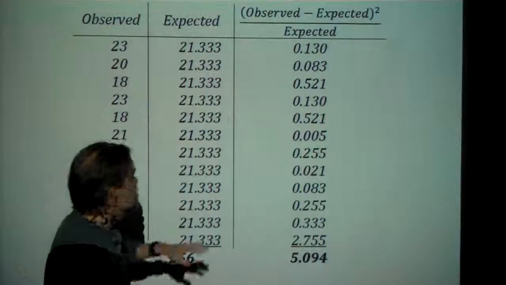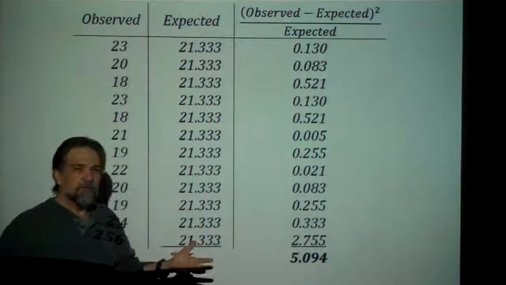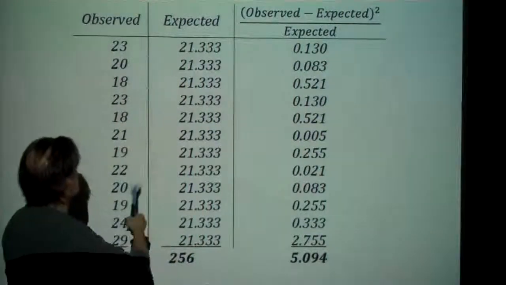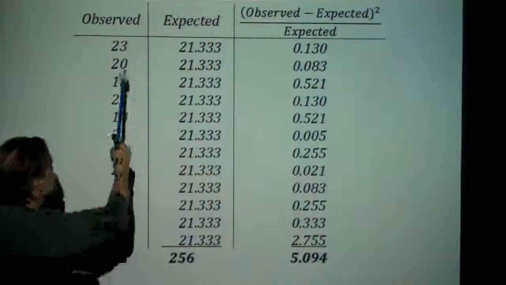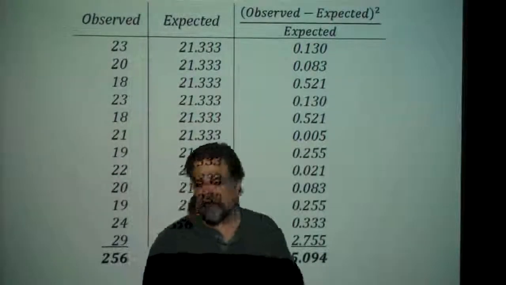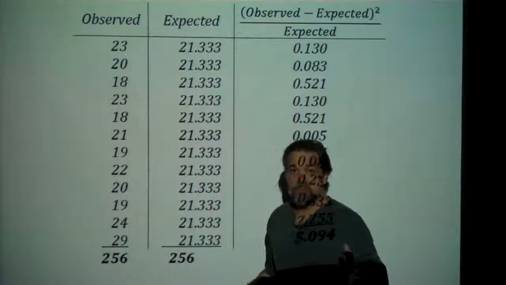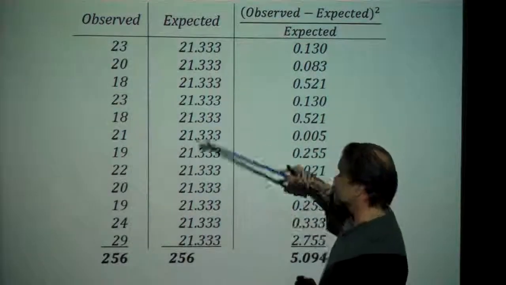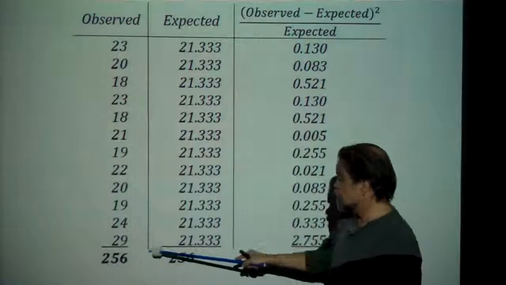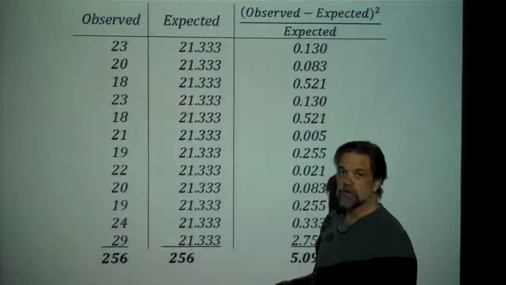Now, one thing that I want to show you, when you're thinking to yourself, why did you take the number of categories and then just subtract one? Okay, we have 12 categories here. Why did you just subtract one? Well, remember, the distribution that we're looking at, we're saying we already know when we came up with our expected value, that's because we already knew that we had 256 total people we were looking at.